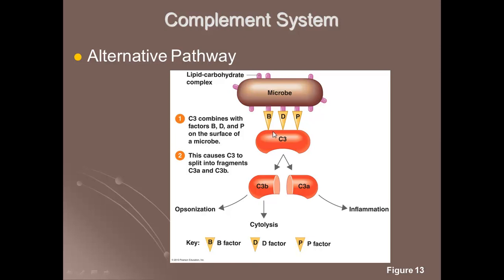These guys bind to C3. This leads to C3, which is the inactive form, and the end result is C3 to C3B and then C3A. And of course, that will lead to opsonization, cytolysis, and inflammation.